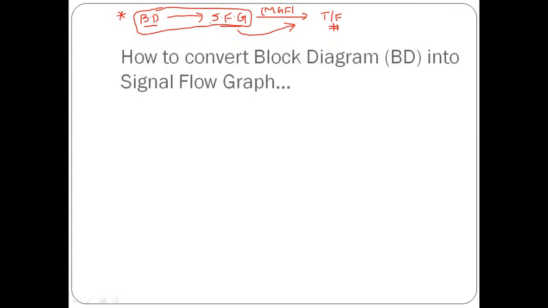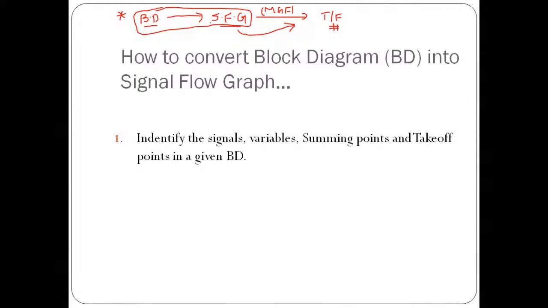So how to convert block diagram into signal flow graph. Here we need to apply some simple steps through which we are in a position to convert block diagram into its equivalent signal flow graph. The very first step that we need to implement to convert block diagram into signal flow graph is identify the signals, variables, summing point, and takeoff point given in the block diagram. That will be the first step.